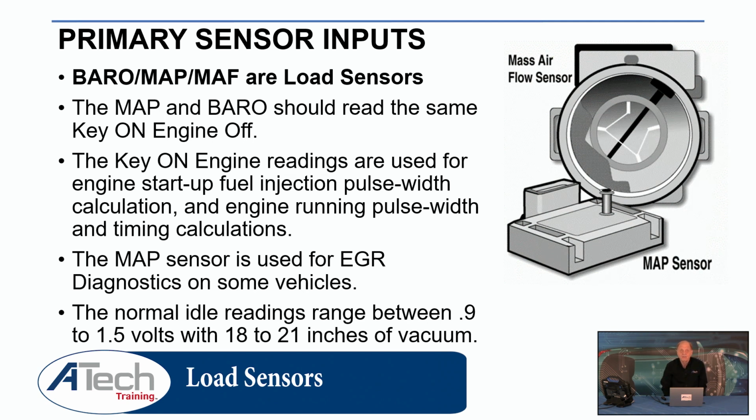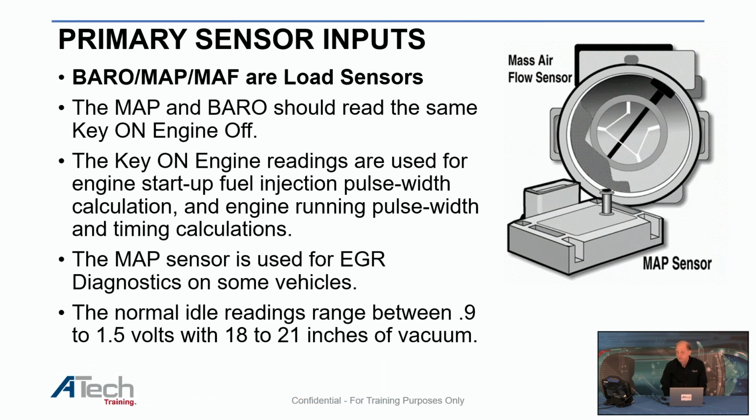Now, if we go over to our next slide, where we're looking at the barometric pressure, the MAP, and the MAF sensor. These are all load sensors. And the MAP and the barometric pressure should be the same at key on, engine off. Then one other thing I want to make sure everybody understands, that on some particular cars like Chryslers, you might have a problem when you let the key shut off. Depending on how you did it, it might trap pressure inside the MAP sensor at that point. I'm going to call it trap, but it'll have an inch or two there.